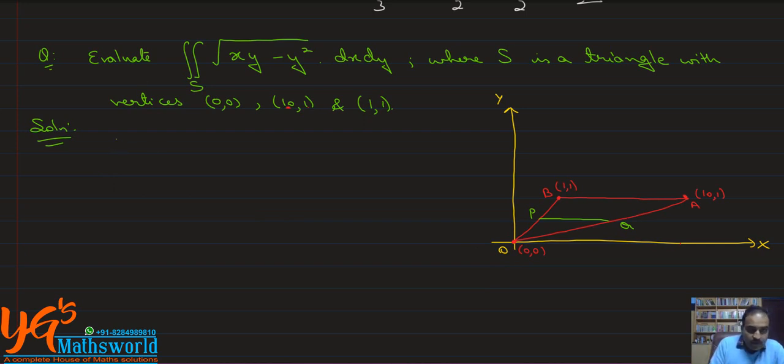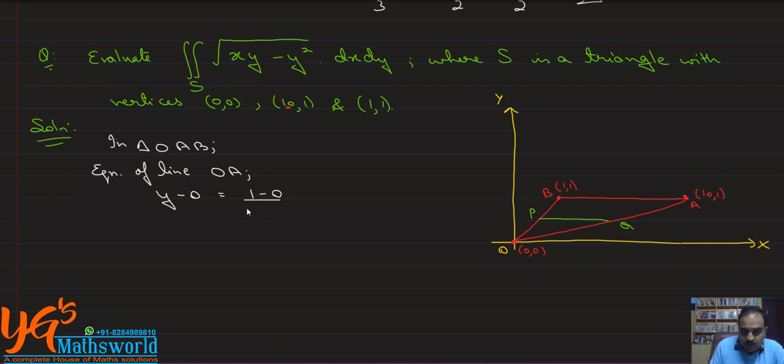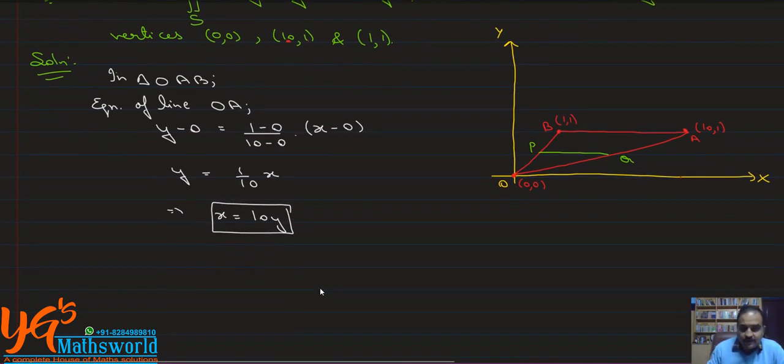So, equation of lines in triangle OAB. Now the equation of line, let it be OA. This is the two-point form, so the formula will be y minus y1 is equal to (y2 minus y1) over (x2 minus x1) into (x minus x1). So y will be 1 by 10 of x, or we can say x is equal to 10y. This is the equation of line OA.